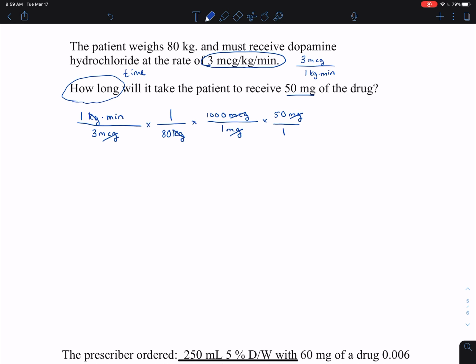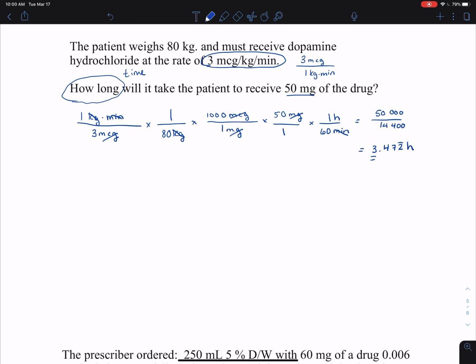Now usually when we're asking how long it's going to take a patient to receive a drug, we answer in hours or hours and minutes. So I'm also going to get rid of those minutes and get them to hours. I know there's 60 minutes in every 1 hour. When I multiply straight across, I'll end up with 50,000 over 14,400. When I divide, that gives me 3.472 repeating hours.